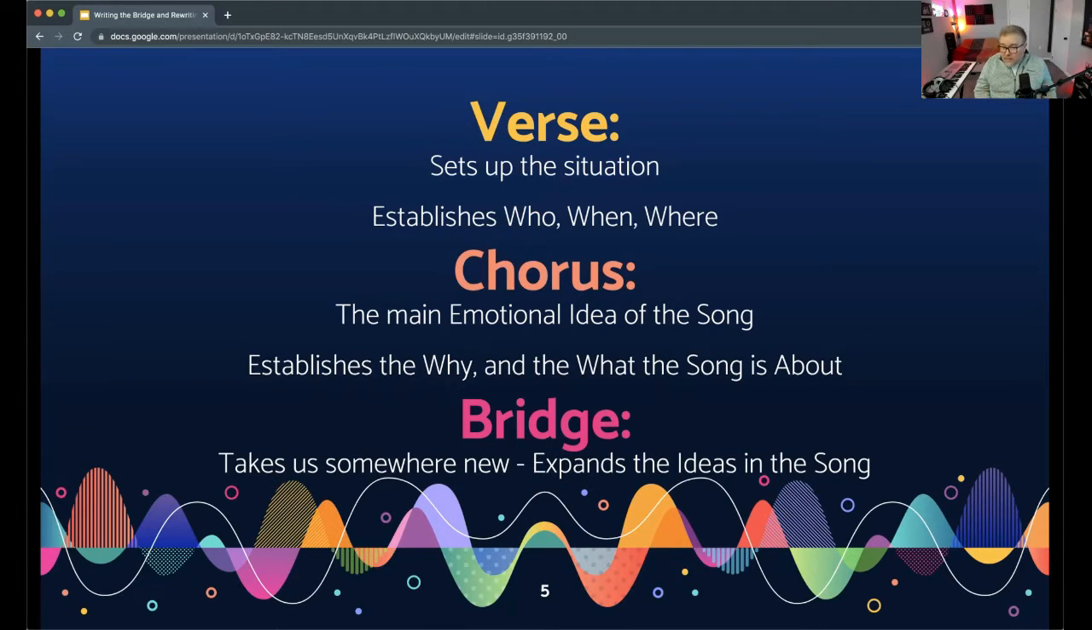Now, your bridge, when that comes along, kind of like in real life, a bridge takes us somewhere, right? Usually we use a bridge to cross over something, or we're going somewhere. That's what a bridge does in a song as well. It takes you somewhere new. And it expands on the ideas that you've already established in previous sections of the song. So we're going to talk about what that can look like.